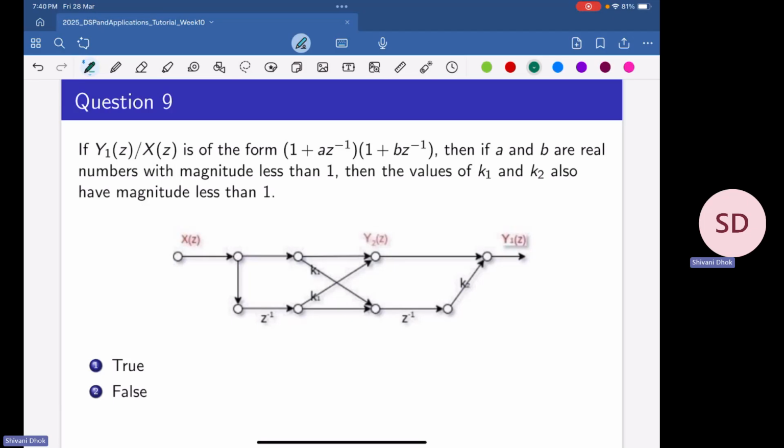So this is the 9th question that I have planned to cover today. It says that if y1 of z divided by x1 of z is of the form 1 minus a z inverse into 1 plus b z inverse, where a and b are real numbers with magnitude less than 1, then the values of k1 and k2 also have magnitude less than 1. They are asking whether this statement is true or false.